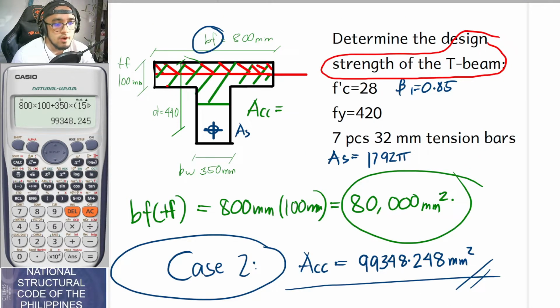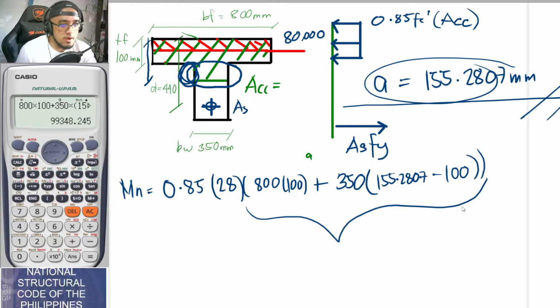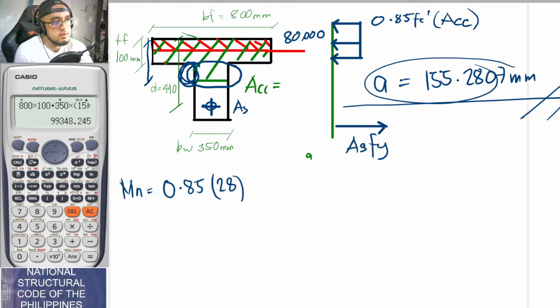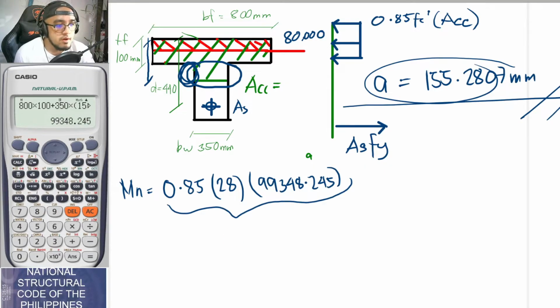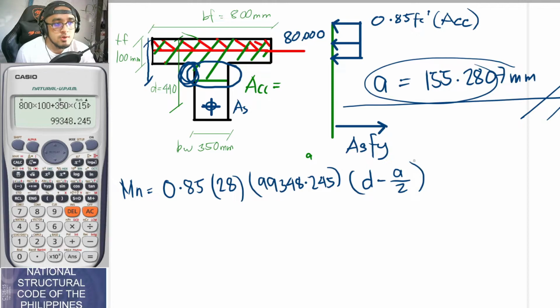99348.245. Okay, so this is the resulting compressive force C, times the lever arm. If you can remember from your rectangular beams before, the lever arm is the total depth D minus A over 2. I was going to ask you if this is still the formula we use. The problem is, this is a video, after all. So short answer, this is not applicable here any longer.